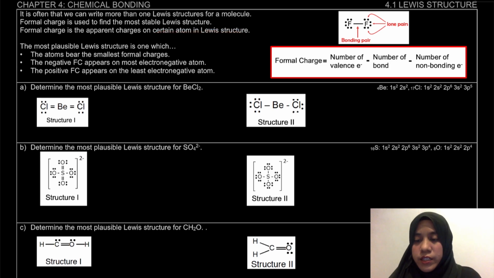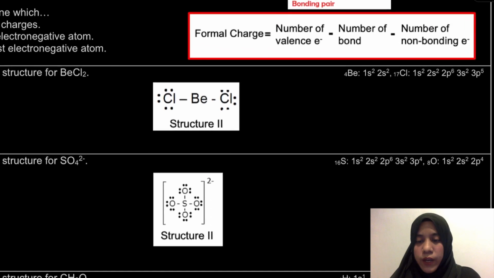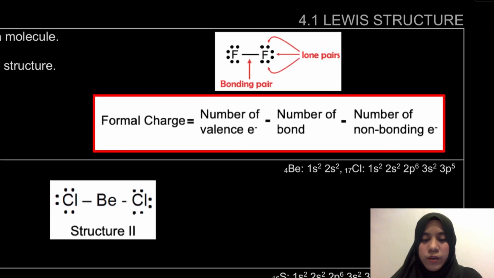Here is the calculation to find your formal charge, where formal charge is the number of valence electrons minus the number of bonds minus the number of non-bonding electrons. Remember, the number of bonds is, for example, for our fluorine here, we only have one bond. If this is fluorine A and fluorine B.